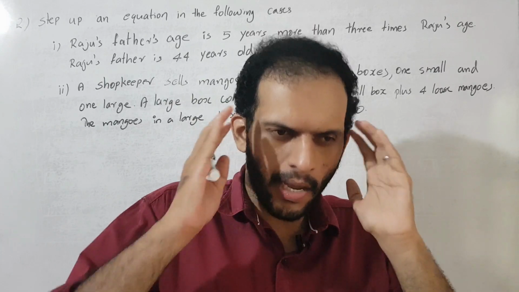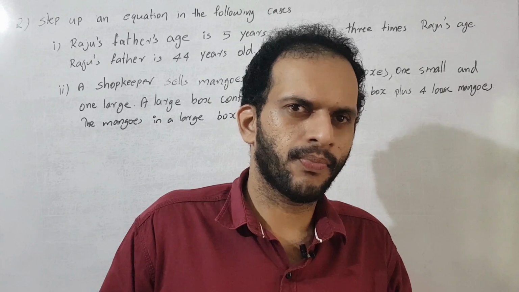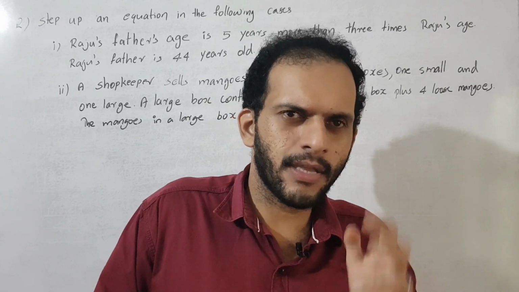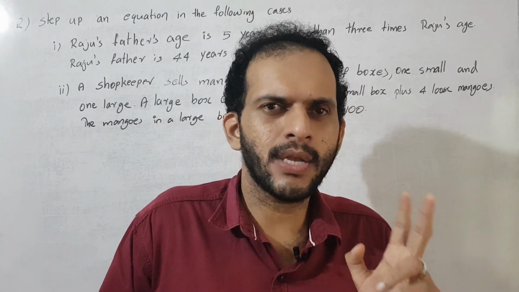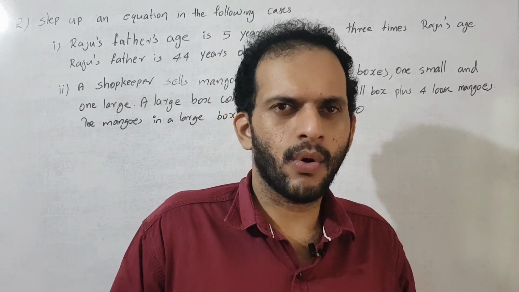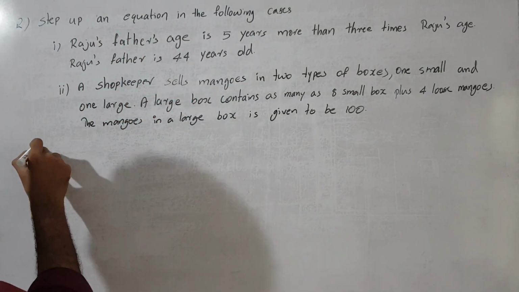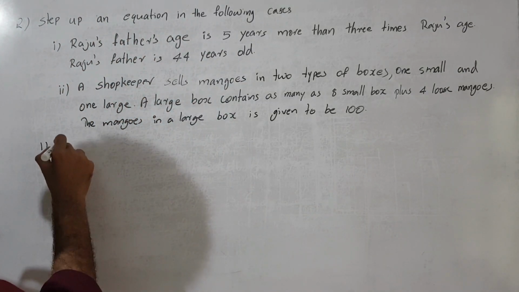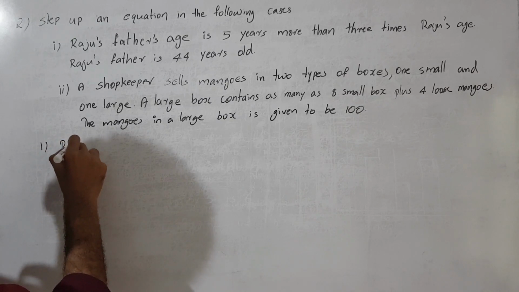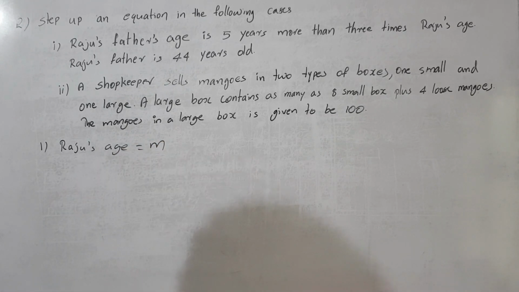Okay, the question asked to find only one thing. What is that? The age of Raju. So what we take as the variable, we choose Raju's age as the variable. Okay, so how do we start? We start like this. Raju's age is equal to, any one letter I can choose as the variable, here the letter M. Raju's age is equal to M.